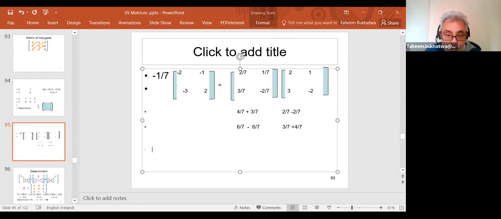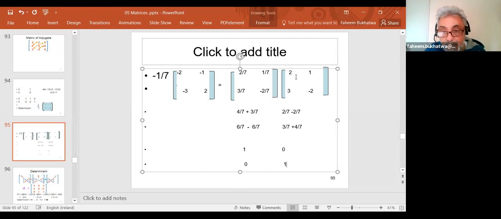So I'll bring the results again down here. 4 plus 3 sevenths is 7 over 7, which is 1. And the next value here, 2 sevenths minus 2 sevenths is a 0. And the third value here, 6 sevenths minus 6 sevenths is 0. And finally, this one should be 1. That's 3 sevenths plus 4 sevenths is 7 over 7, which is 1. And that's the key matrix.